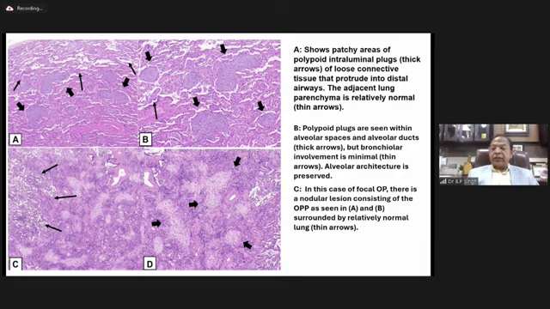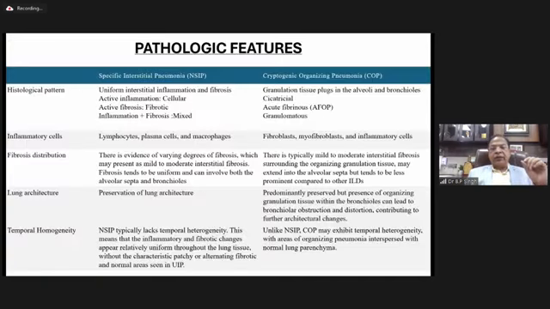In case of focal organizing pneumonia, there is a distinct entity. There is a nodular lesion consisting of the organizing pneumonia pattern as seen in A and B, surrounded by relatively normal lung architecture. In picture D, the lesion consists of polypoid plugs of loose connective tissue within the distal air spaces. So there is basically a collection of fibrous material that fills the alveoli and also the respiratory bronchiole. This is the differentiation between the two, NSIP and cryptogenic organizing pneumonia.